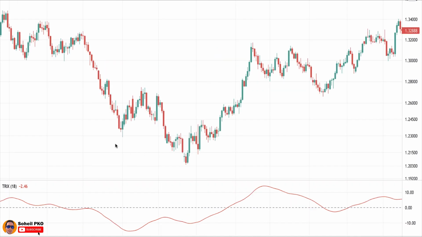Another signal that we can get from this indicator is divergence, and it's when the TRIX doesn't move in the direction of the price. A bullish divergence forms when the price is making a lower low, but the TRIX is making a higher low, like what you see here on this chart. The price made a lower low, but the TRIX made a higher low. This higher low indicates less downside momentum and increasing upside momentum, and this shows the possibility of a bullish reversal. And as you can see, after that the price changed its direction and turned to an uptrend.